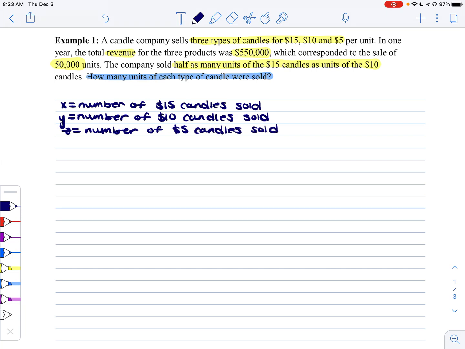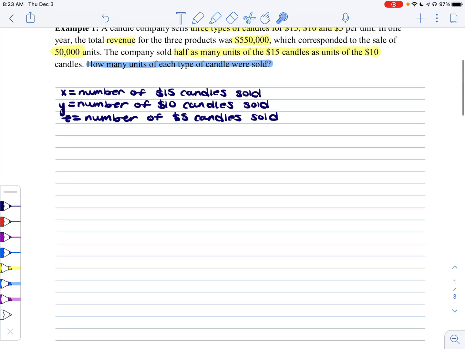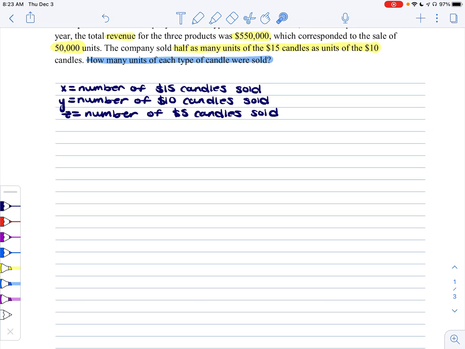Okay, and remember to be specific when you're defining your variables. Don't just say x equals $15 candle, because what does that mean? How can x equal a $15 candle? It's important that you say that it's the number of those particular types of candles. All right, so we know what our variables are. Now we need to define our system.